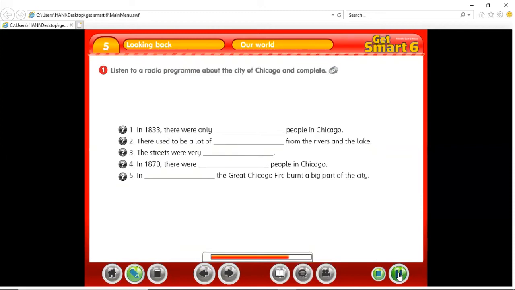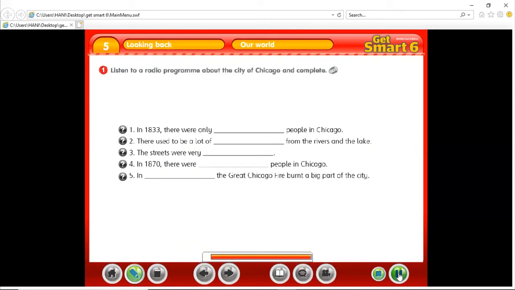By 1870, the city was the second largest city in the USA. The population was 300,000. 1871 was the year of the Great Chicago Fire. The fire burnt a big part of the city because a lot of buildings were made of wood.